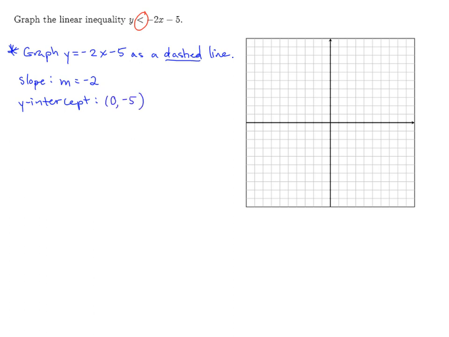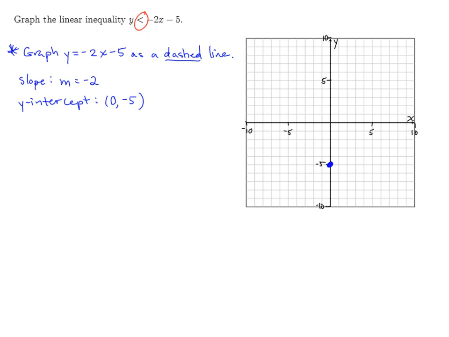So coming over to our graph, I'm going to label the axes with x and y, and then I'm going to scale them, and I'll make each tick mark equivalent to 1 unit. So I'll scale them with 5 and 10 on the x and y axis, and then I'll also mark off negative 5 and negative 10. And so plotting this line, I'm going to go to 0, negative 5.